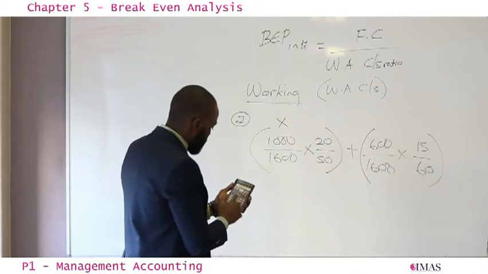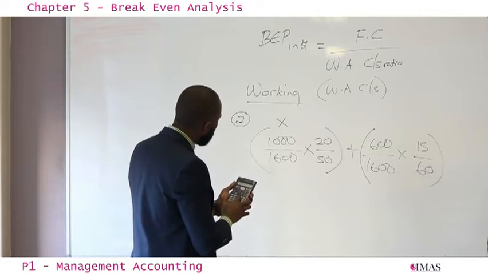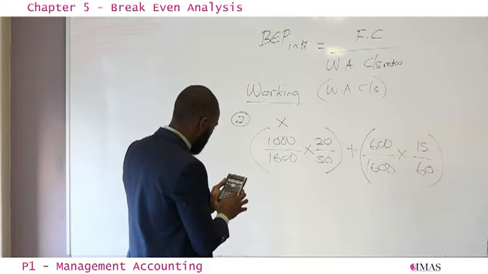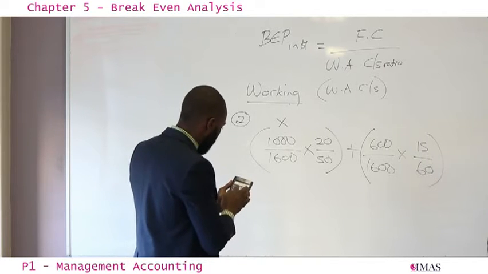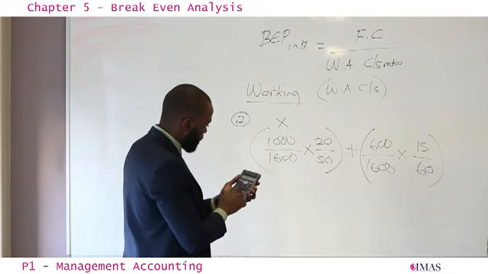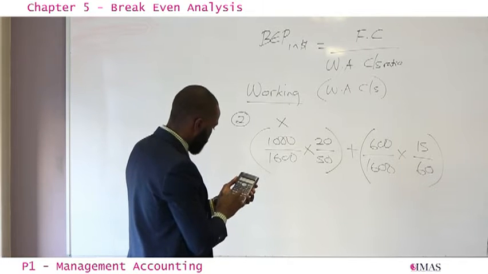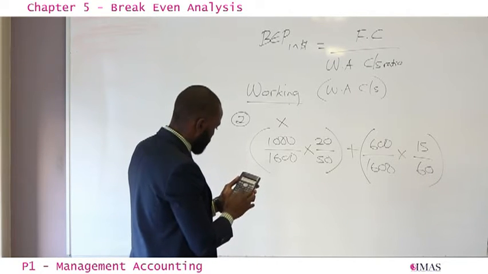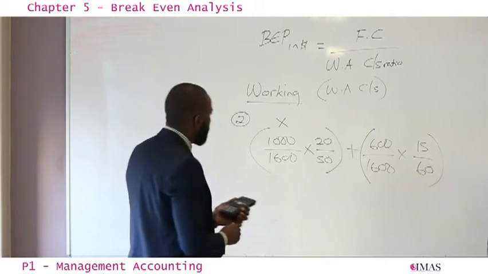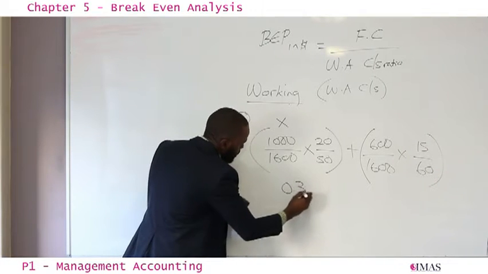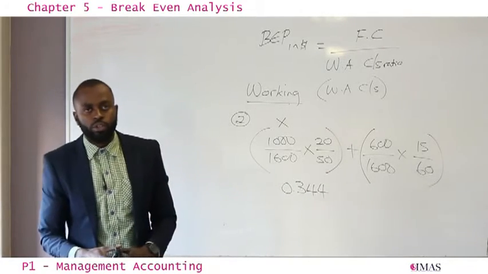So you open your bracket, say 1,000 over 1.6 times 20 over 50. You close your bracket. You say plus 600 over 1.6 times 15 over 60. We get 11 over 32, which is 0.34375. Rounded off is going to be 0.344. So using method 1 and method 2, we still get to the same answer.